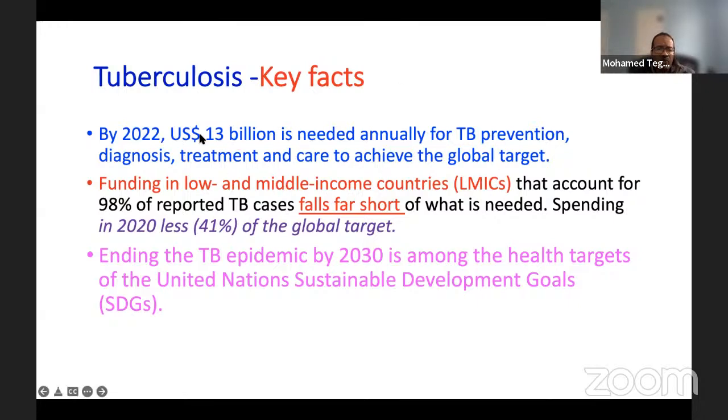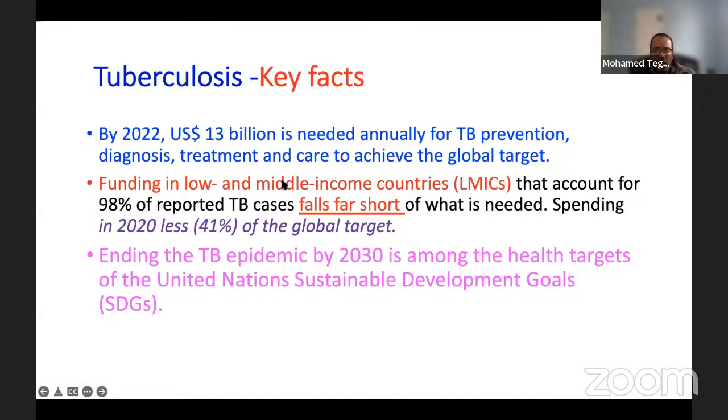Roughly, it's estimated that $13 billion is needed every year for TB programs, including prevention, diagnosis, treatment, and care, to achieve the goal of reducing the number of TB cases, or eliminating the disease, by the year 2030.